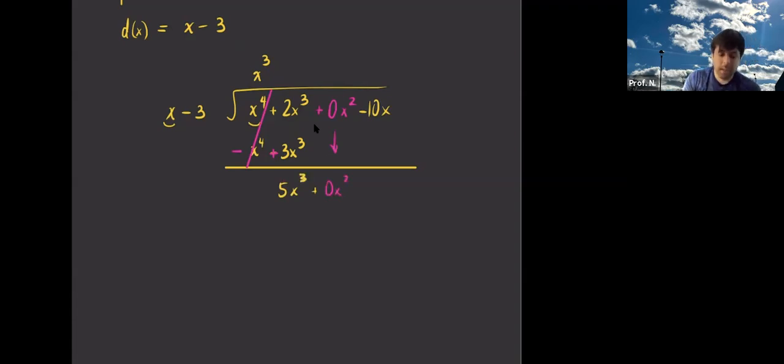I ask myself the same question again. X multiplies to 5x cubed. What do I need to do so? I need to add by 5x squared. Then I multiply, I get 5x cubed. Then this becomes minus 15x squared. Then what happens? Subtract, right? I subtract. When I subtract, though, I need to distribute that negative sign. And this becomes what? Minus plus. Now, these terms here cancel. 0x squared plus 15x squared is 15x squared. Bring down the negative 10x.